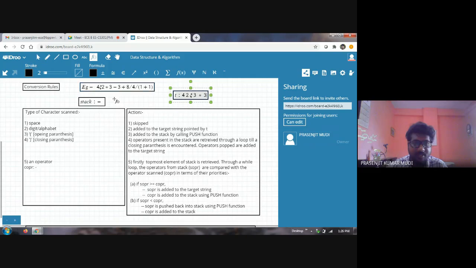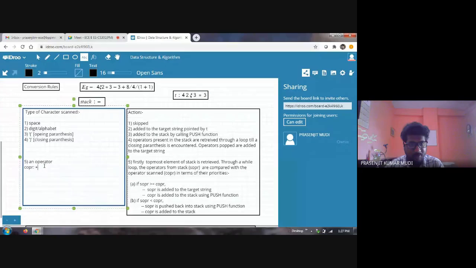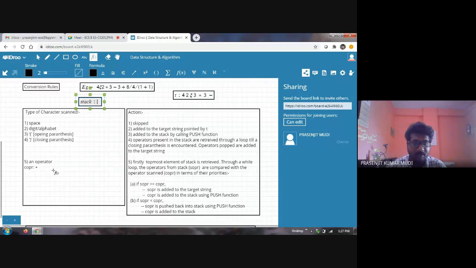Next comes 3, a digit, added to the target string. Next comes plus. Plus and minus are being compared. SOPR greater than or equal to COPR is again satisfied. SOPR is minus, so it is removed from the stack and goes to the target string, and plus goes to the stack. Then the character 8 is coming, which is a digit, simply added to the target string.